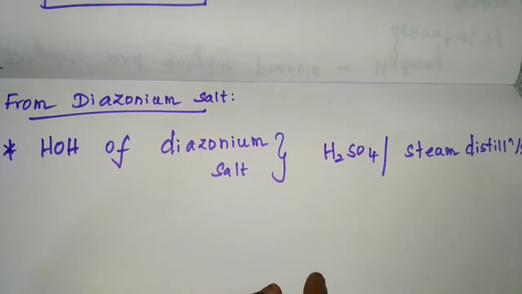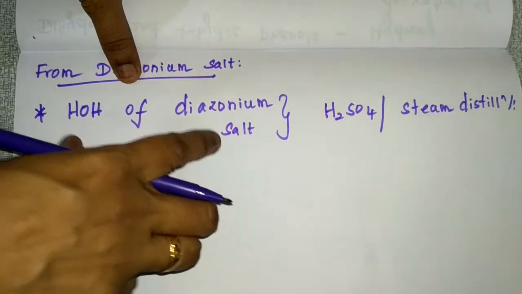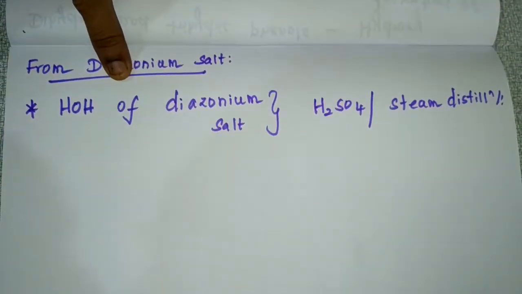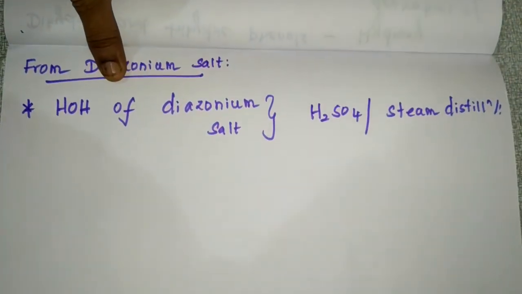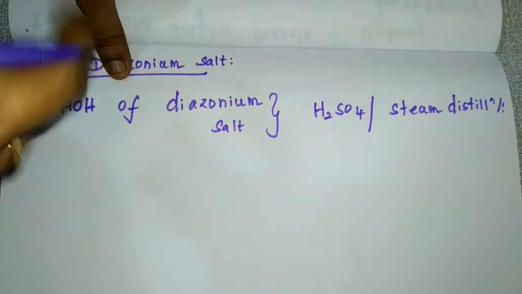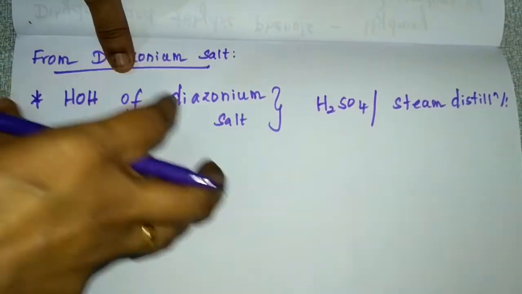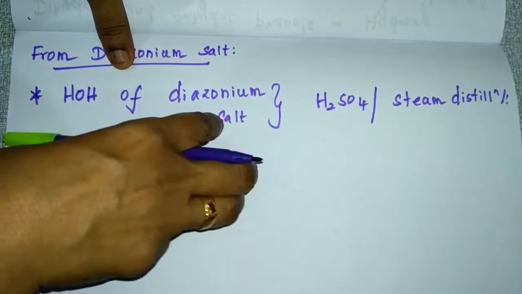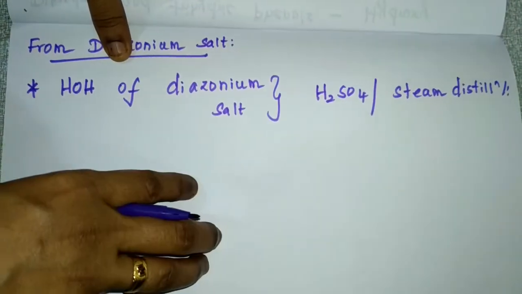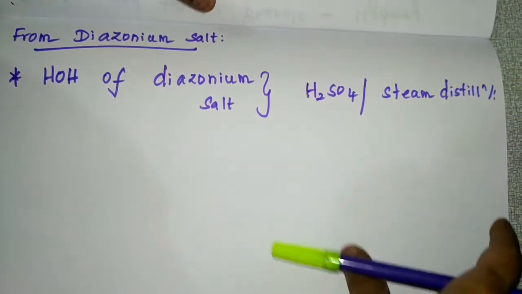First, you have to add the diazonium salt solution to boiling dilute sulfuric acid. When you add this, it gets hydrolyzed and forms phenol. Have you understood? You add the diazonium salt solution into boiling dilute sulfuric acid, the hydrolysis process takes place, and finally you get phenol.